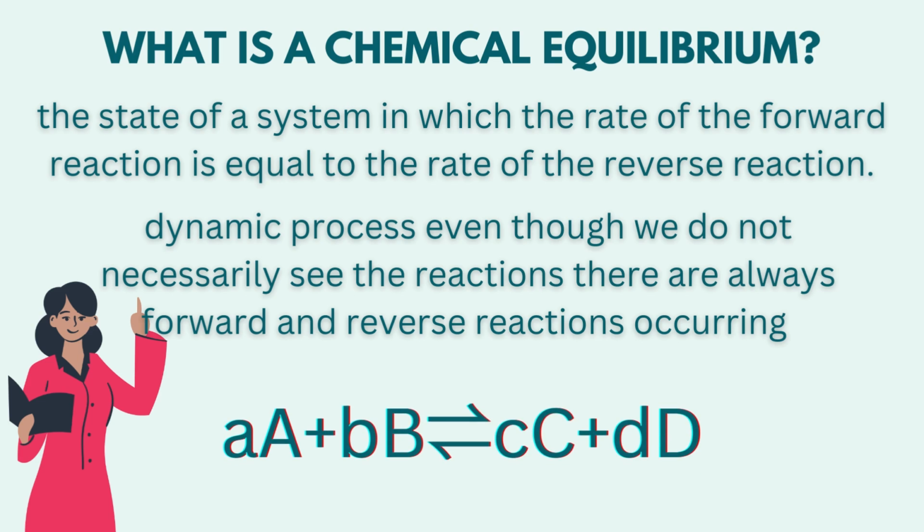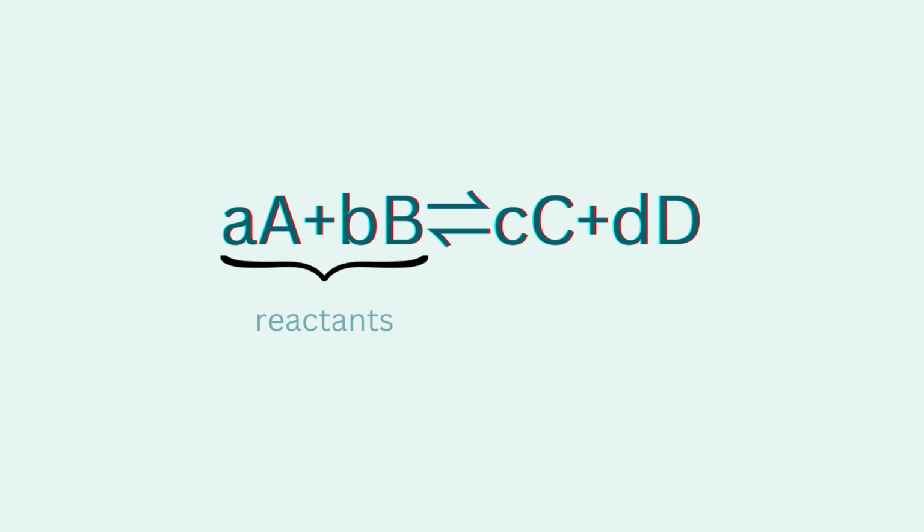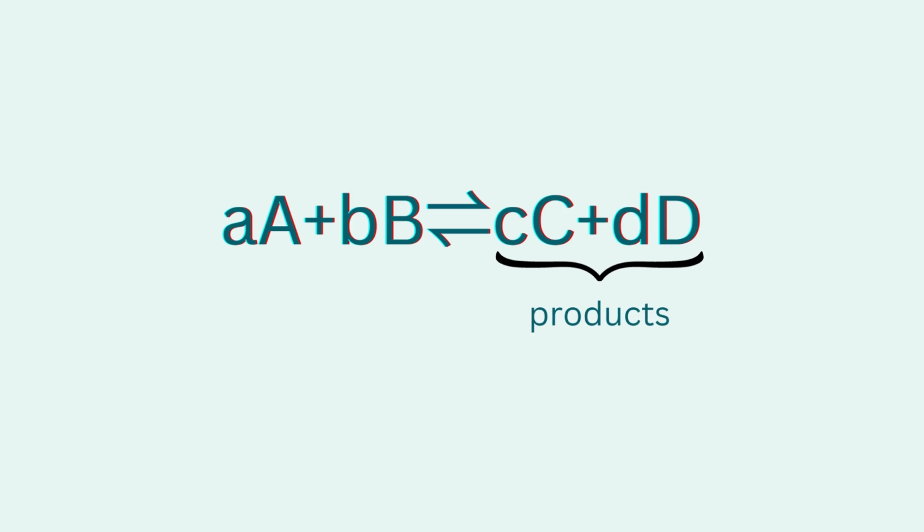Here's an example of what an equilibrium reaction looks like. As you can see, on one side of the arrows, letters A and B represent the reactants, whereas the C and D on the other side of the arrows represent the products. The arrows in between represent that both the reactants and products are at equilibrium.